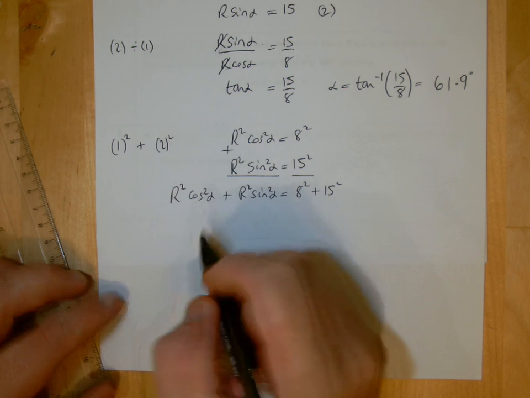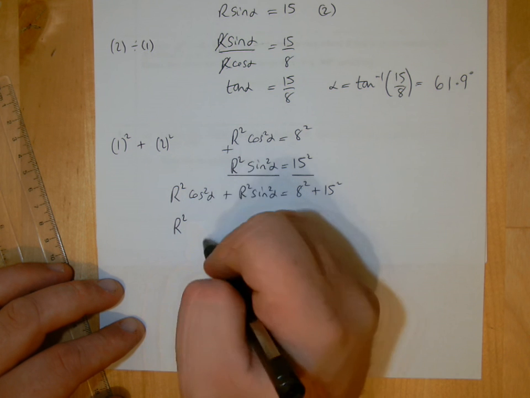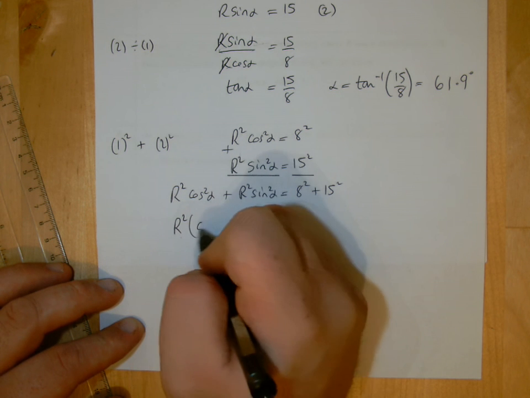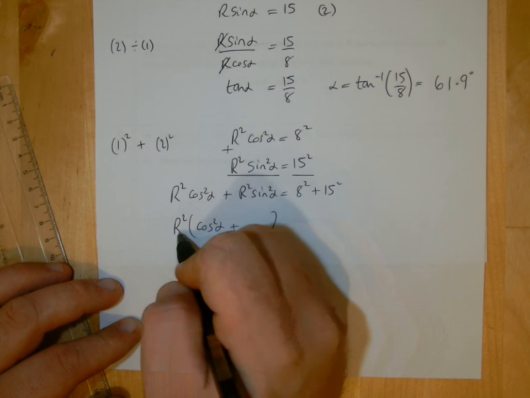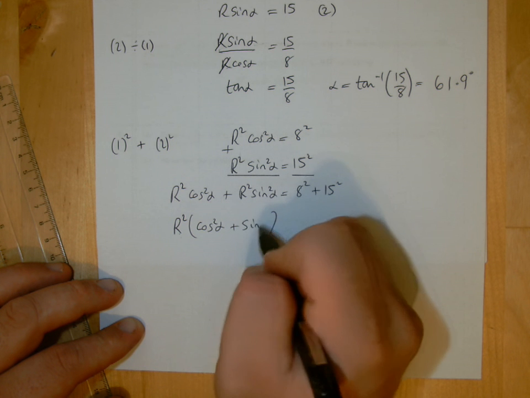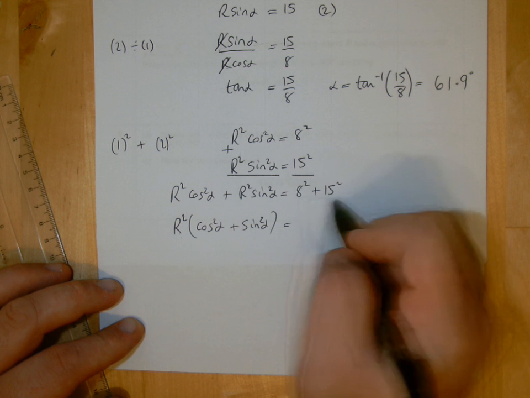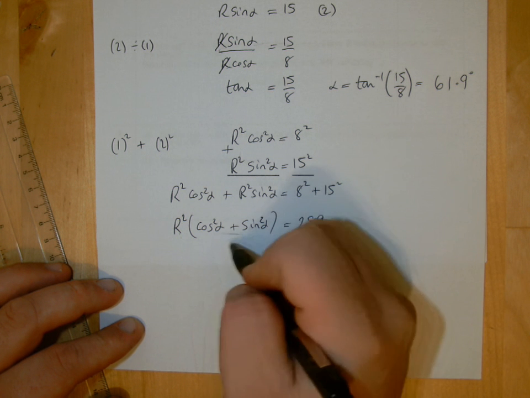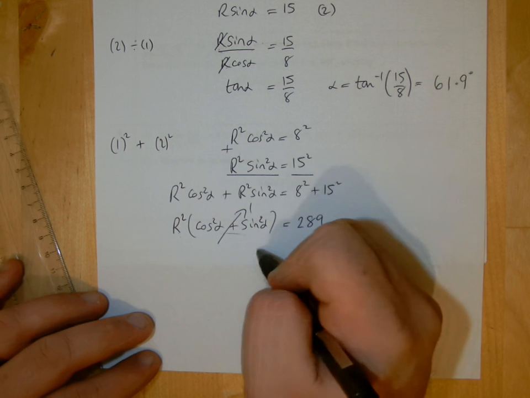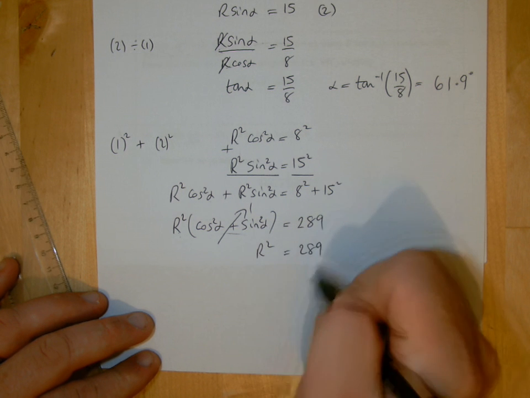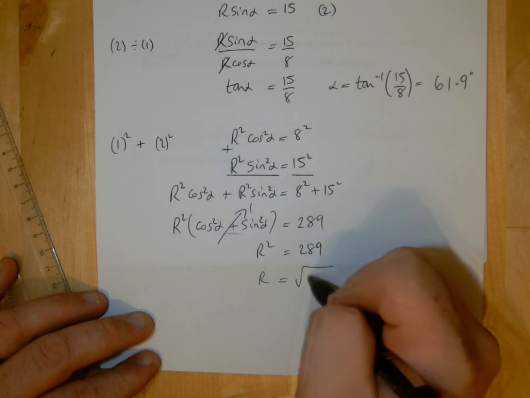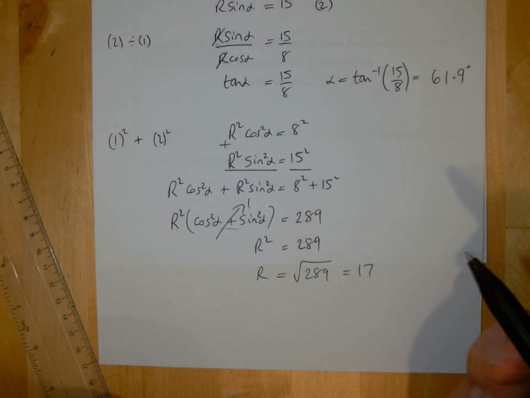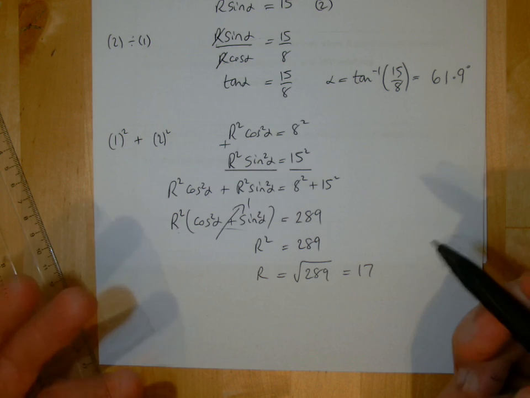Now here I can factorize, so I can have r squared as a common factor and have a bracket. So what do I times by r squared to get r squared cos squared? Well, that will be cos squared alpha. And what do I times r squared to get r squared sine squared alpha? Well, that'll be sine squared alpha. On this side, work that out, you get 289. Cos squared plus sine squared in that bracket just becomes 1. So r squared will be 289, which means r will be the square root of 289. And in this case, it comes out nicely to be exactly 17. And we're done there.